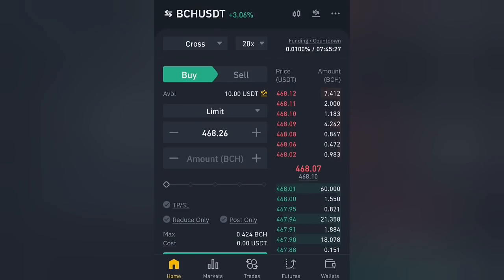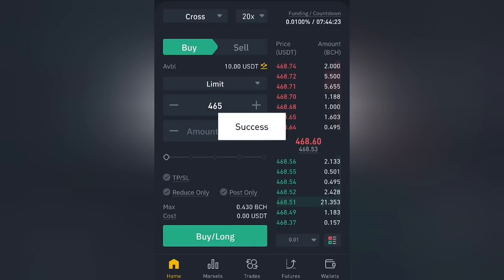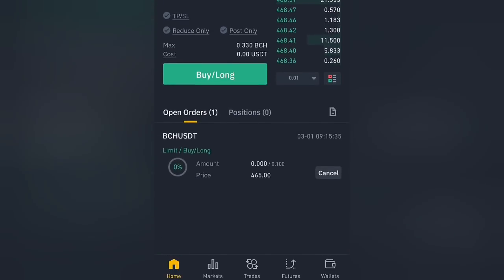Once you know how to do this, now let's go back. Now I want to enter a position. As you can see, I want to buy 0.1 of Bitcoin Cash at around 465. Then I will enter my order right here. I'll click on buy long, confirm. When I click on buy long, as you can see, I have already entered my order. When you scroll down here, you would see that my order is opened. As you can see, under open orders, the price has to go down to 465 before my order would be executed.